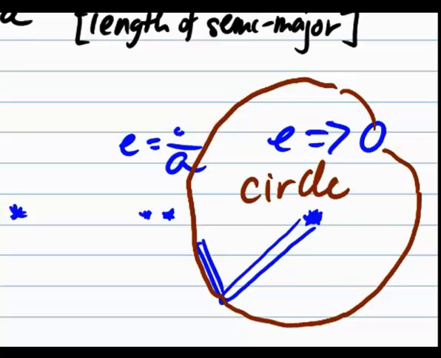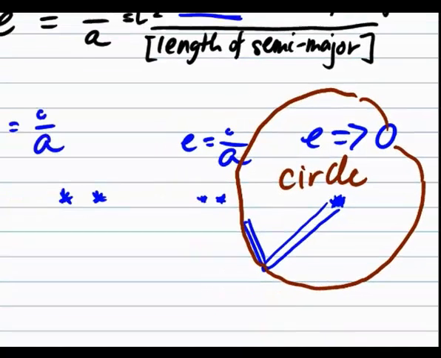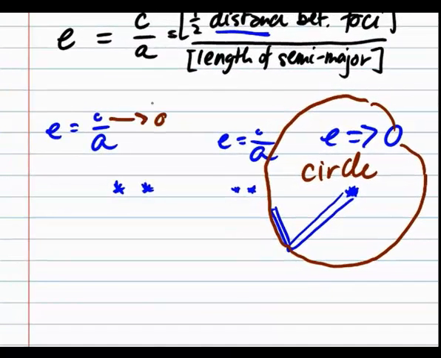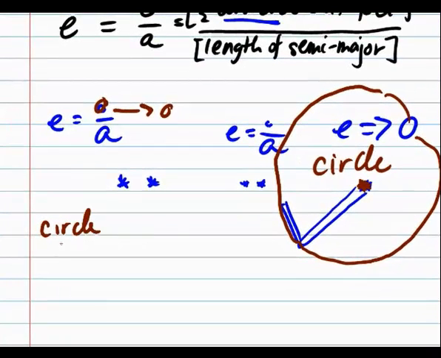So the smallest the eccentricity can be is when C approaches 0. And when C is equal to 0, the two foci are on top of each other, and you have 0 upstairs. This becomes 0, so now the eccentricity also becomes 0. So a circle occurs when the eccentricity is equal to 0.